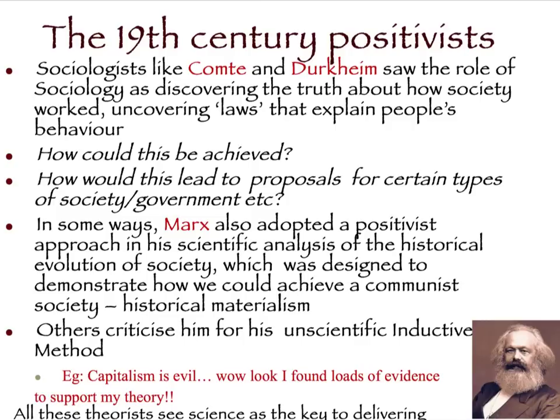In the 19th century, which was the period of enlightenment with the shift away from religion towards science, sociologists like Comte and Durkheim saw the role of sociology as discovering the truth about how society works, uncovering laws that explain people's behaviour. Now, these laws, they would be objective and they would be factual and they would be deterministic.